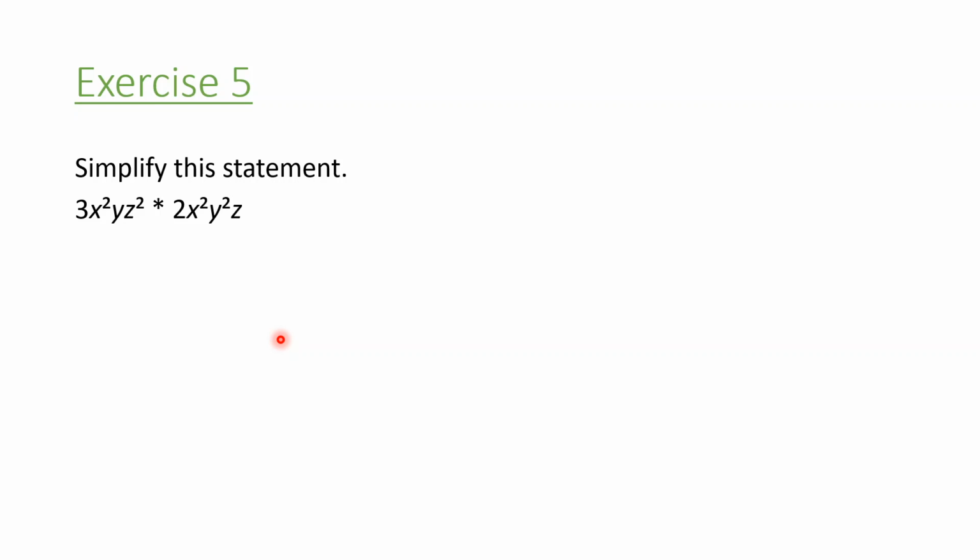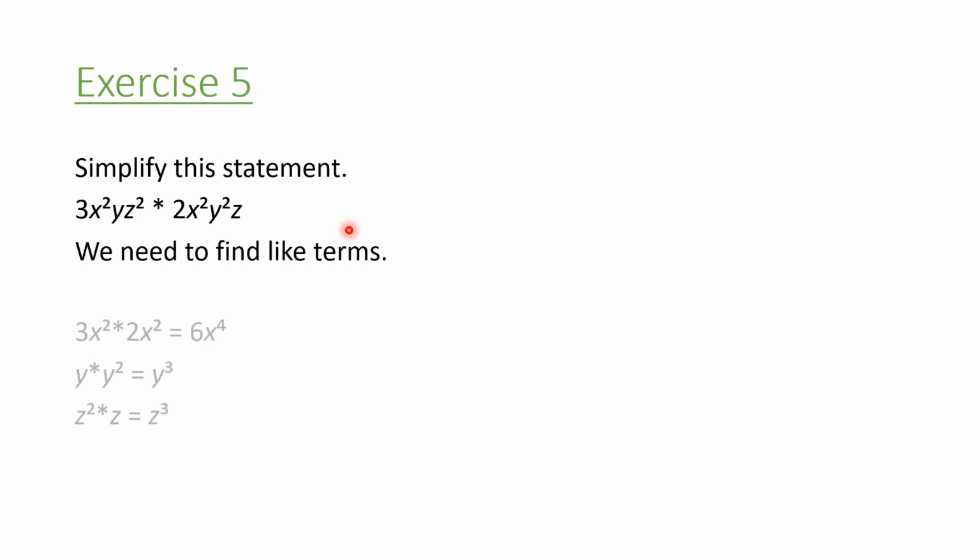So all we need to do in this problem is collect like terms. An example of a like term is 3x squared and 2x squared combining to make 6x to the power of 4. Hopefully you'll understand the gist of combining like terms now. So it's the 3x squared, the 2x squared, the y squared, the z squared, the z. That's practically what it all is.